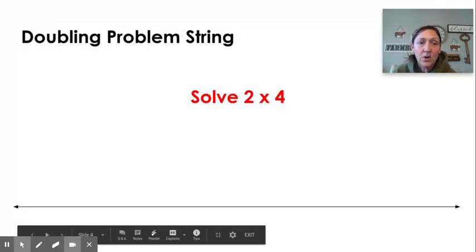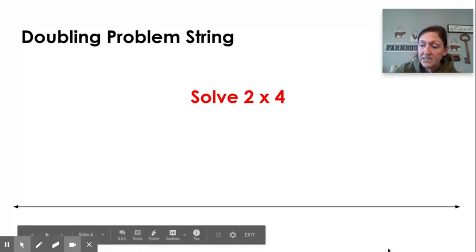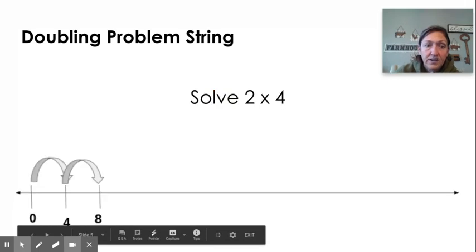Okay, so the first problem that we're going to do is 2 times 4. I hope you're thinking, oh, Mrs. Sager, come on, that's too easy. Challenge us. Well, I will, but for right now, show me how you would do 2 times 4 on a number line. If you haven't practiced this yet and are not sure, I'm going to jump ahead to the next slide so you can see what it is I'm looking for.